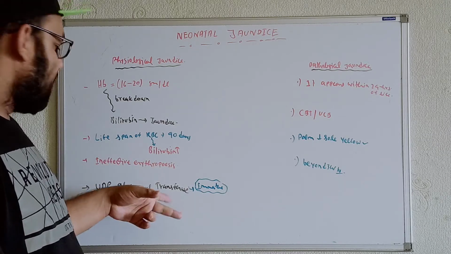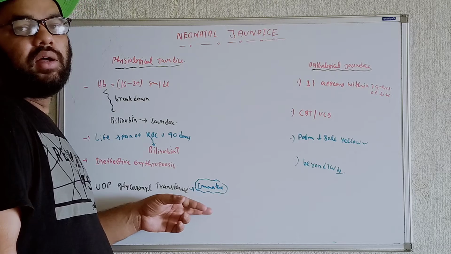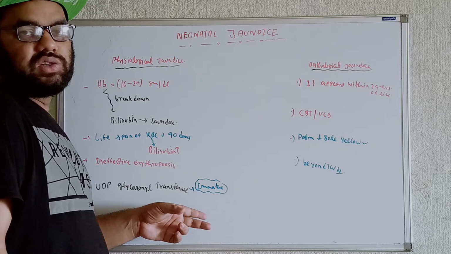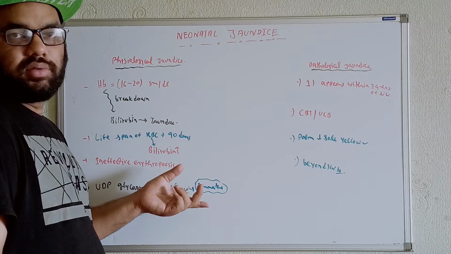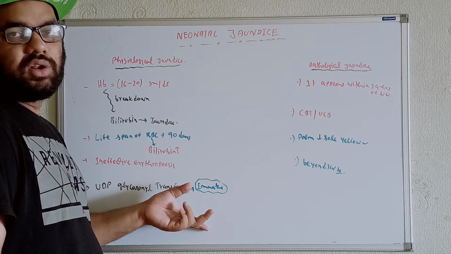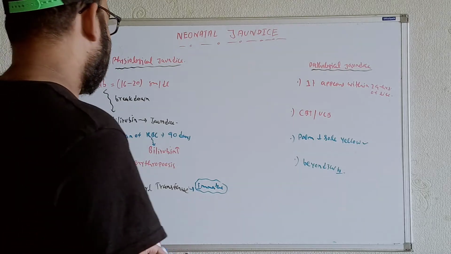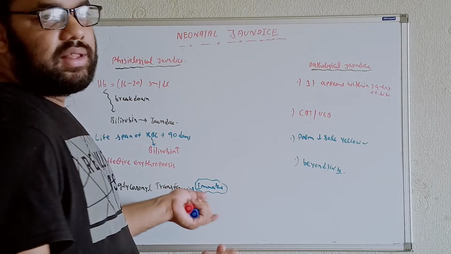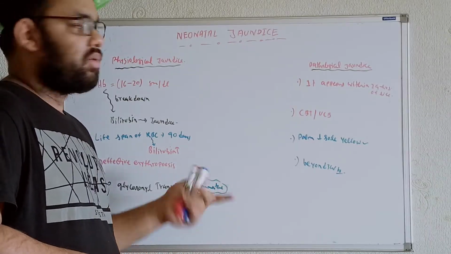And the fourth one, in this case, is the UDP glucuronyl transferase enzyme, which is immature. Whenever it is immature, the conjugated bilirubin will not be formed, and we will get much more unconjugated bilirubin. Because this enzyme is not working, the unconjugated bilirubin will not be converted into conjugated bilirubin. So definitely we will get this.